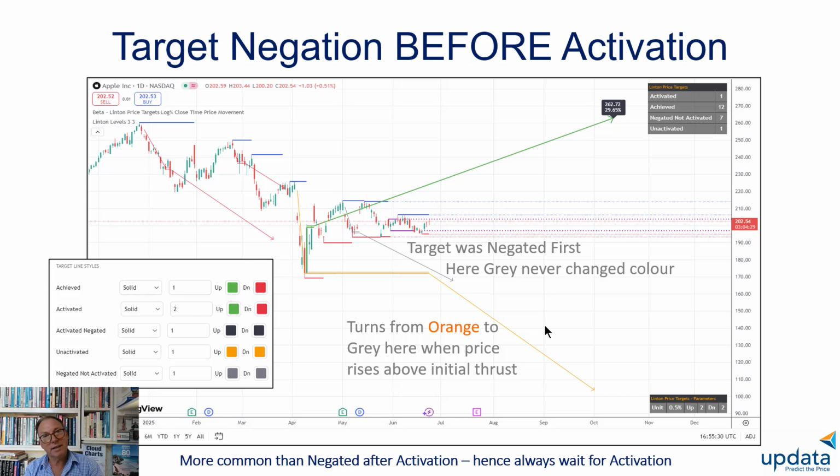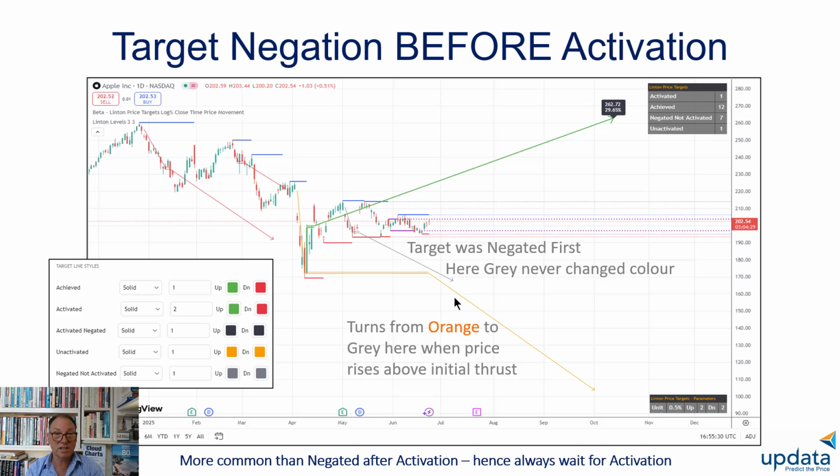Targets are negated before activation. So a target that's negated before activation, well, the target was never activated in the first place. That's quite key. And you can have these on your system in grey. We don't include them in the defaults, but you can set them up in the settings. I would say don't get too obsessed at this stage with negated targets.